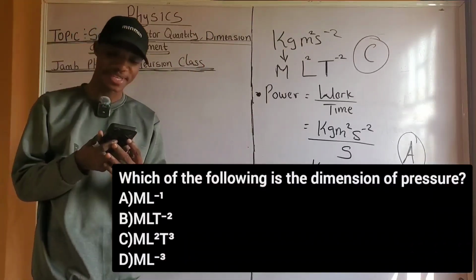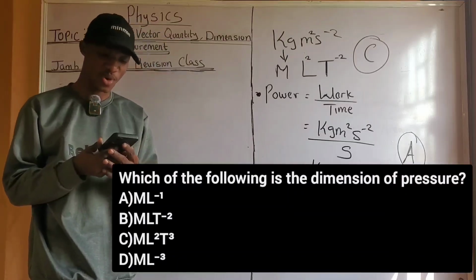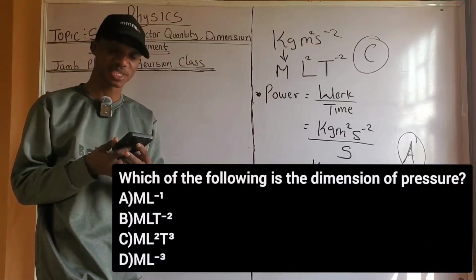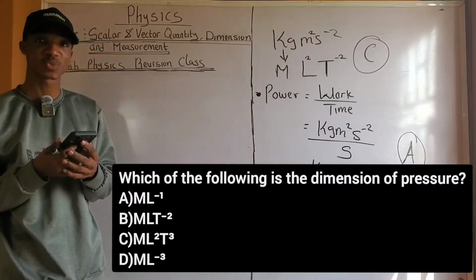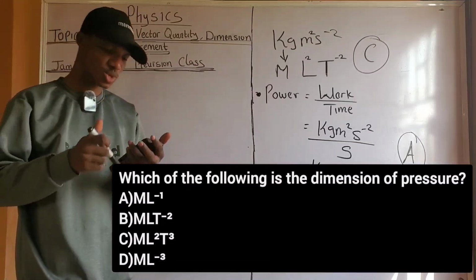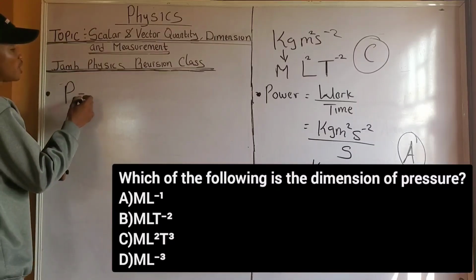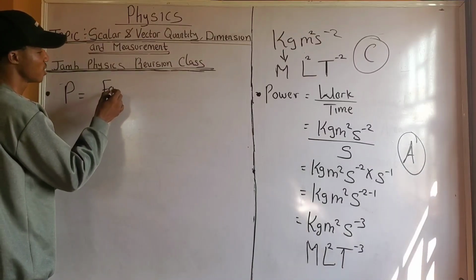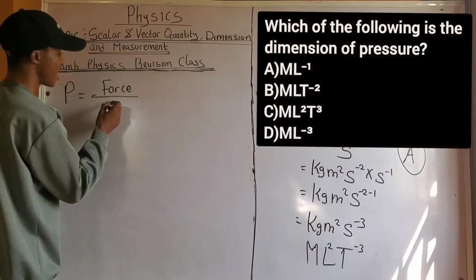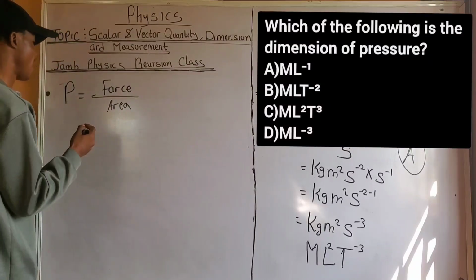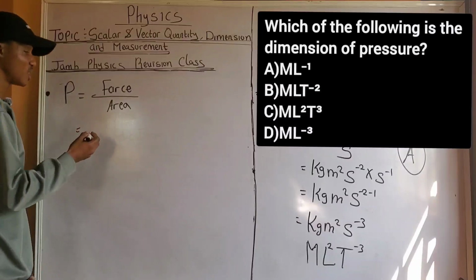Which of the following is the dimension of pressure? A, ML raised to the power negative 1, B, MLT raised to the power negative 2, C, ML squared T raised to the power 3, D, ML raised to the power of negative 3. Okay, don't forget that pressure is equal to force over area, right? Pressure is force per unit area. Do you understand? And force is measured in Newton, right?